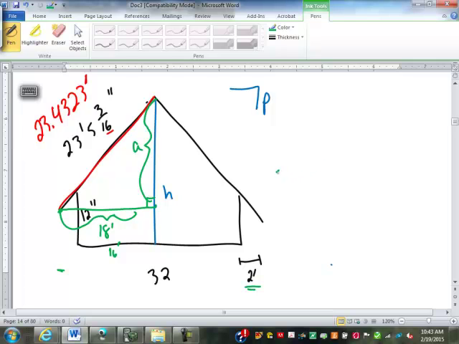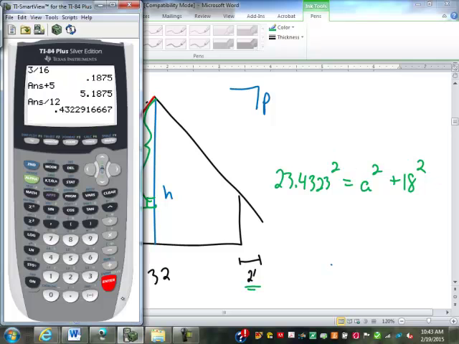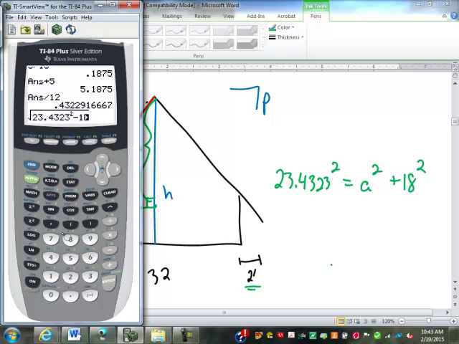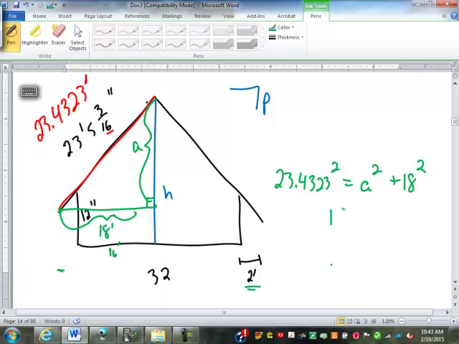What that's telling us is 23.4323 squared equals A squared plus 18 squared. So to find A, I'm going to square those, subtract, and then square root. I'm going to take a shortcut and do that all at once here. So it'll be the square root of 23.4323 squared minus 18 squared equals 15.0024. In other words, A is 15 feet.